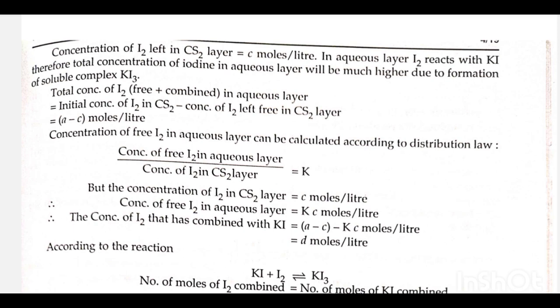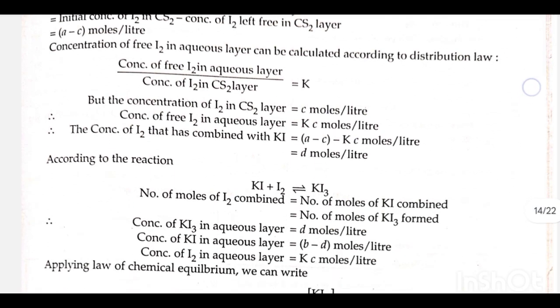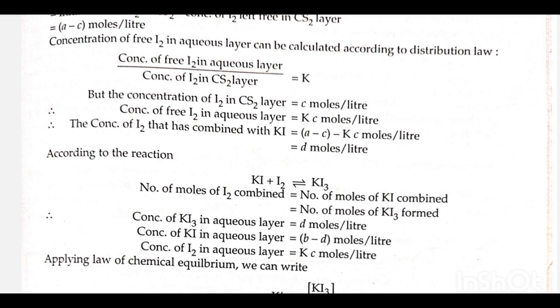The concentration of free iodine in the aqueous layer can be calculated according to the distribution law. The concentration of free iodine in the aqueous layer upon the concentration of iodine in the CS2 layer is equal to K. But the concentration of iodine in the CS2 layer is C moles per liter, so the concentration of free iodine in the aqueous layer is KC moles per liter. That is, the concentration of iodine that can combine with KI is A minus C minus KC moles per liter, which equals D moles per liter.